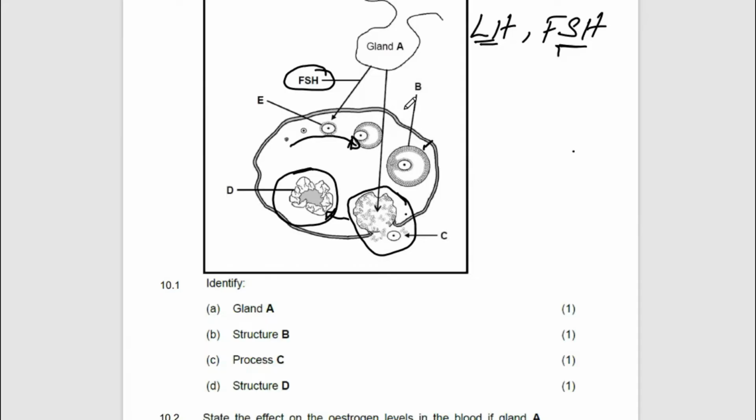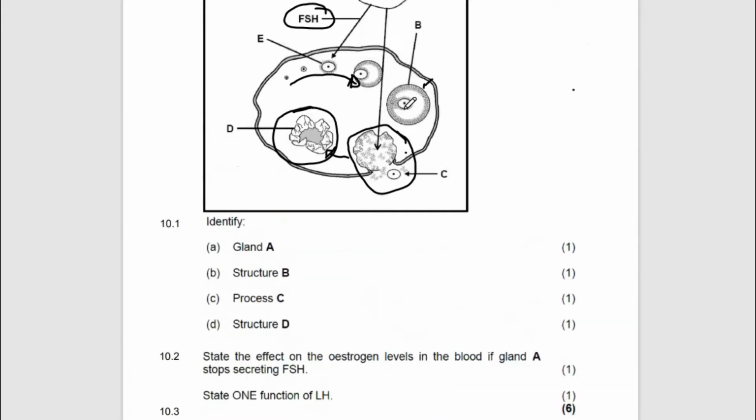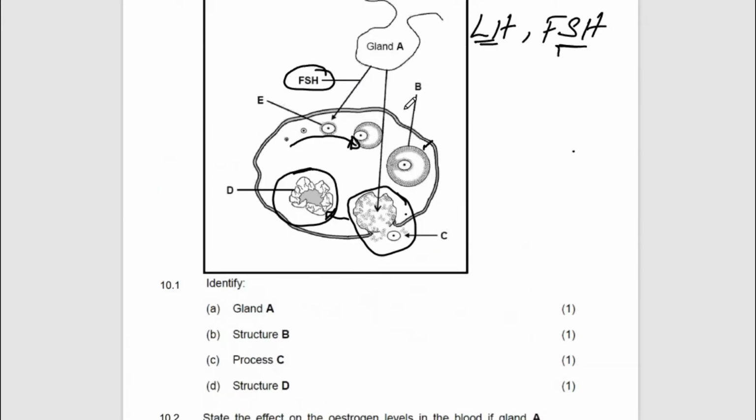All right, let's start to answer the questions. Gland A, we have seen that gland A is the pituitary gland, or sometimes we can call it the hypophysis. Then structure B is the Graafian follicle. We prefer to say mature, because even this one is a Graafian follicle, and that one is a Graafian follicle.